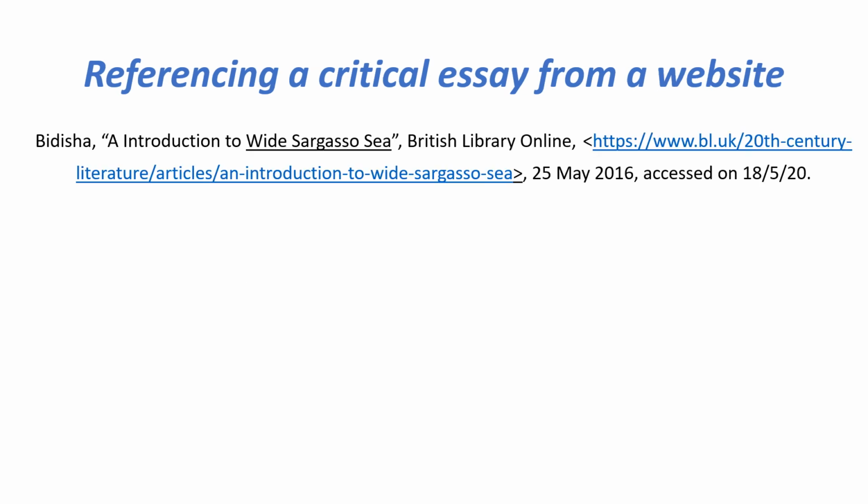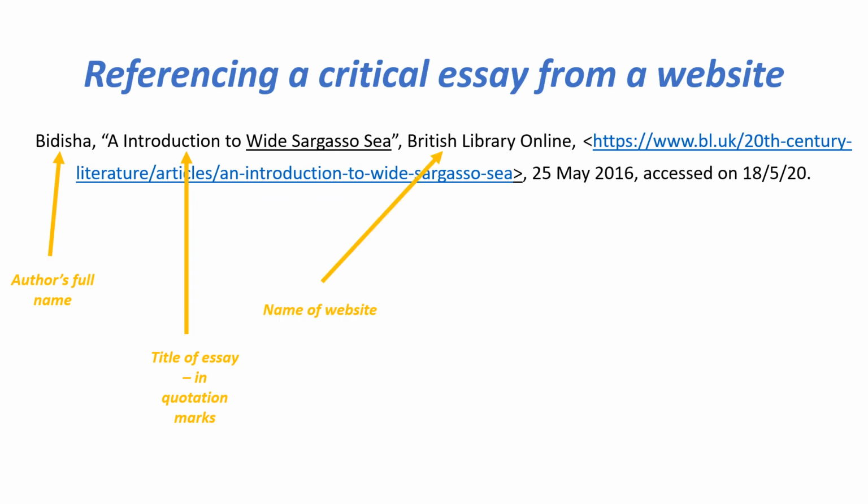The third type of referencing that you might want to do is referencing a critical essay from a website. And this is a little bit more complicated, and it kind of depends on the information that you're able to get off the website. But in general, this is the format that you can use. So you have the author's full name, you have the title of the essay in quotation marks, you have the name of the website, the link to the website, and you put it, I don't know what these are called, but you put it in these little triangular brackets. You have the date that it was published, and then the date that you accessed it, the date that you looked at it.